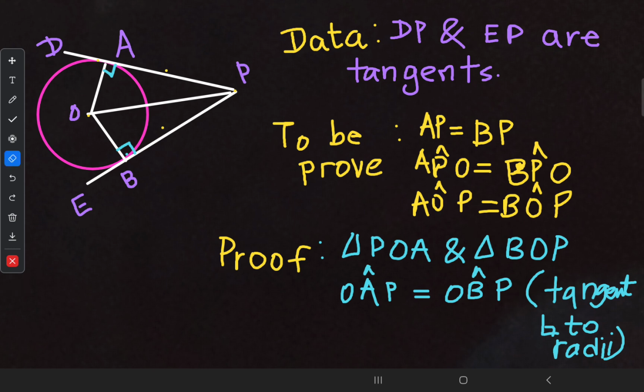To indicate perpendicular, no need to write the word perpendicular. Draw this and mark a perpendicular relationship here. This is the way we indicate perpendicular to radii. Then the second thing: OP is a common side. The reason we consider OP a common side is that this side belongs to both of these triangles.